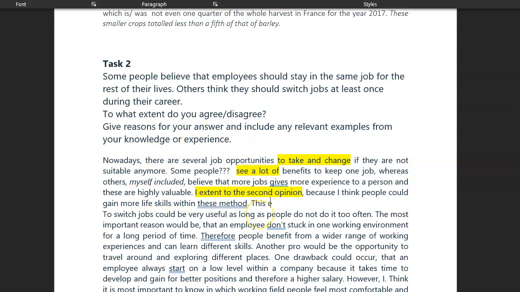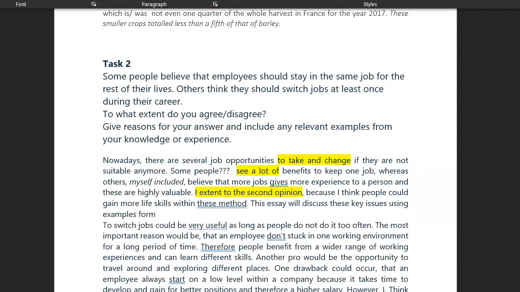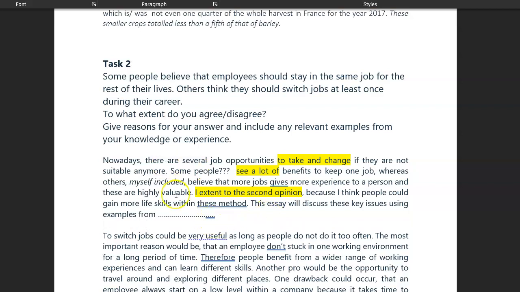So you need to say this essay will introduce, or sorry, we'll discuss, sorry, these key issues using examples from, and then I don't know where you are, maybe if you're in Germany, but examples from a German newspaper or German university or something like that. So that would make a nice, neat introduction.